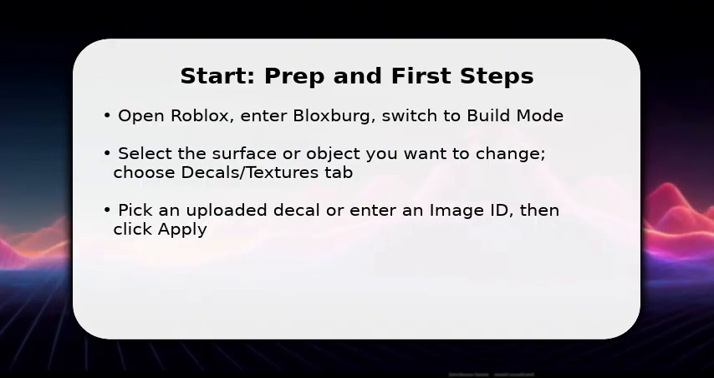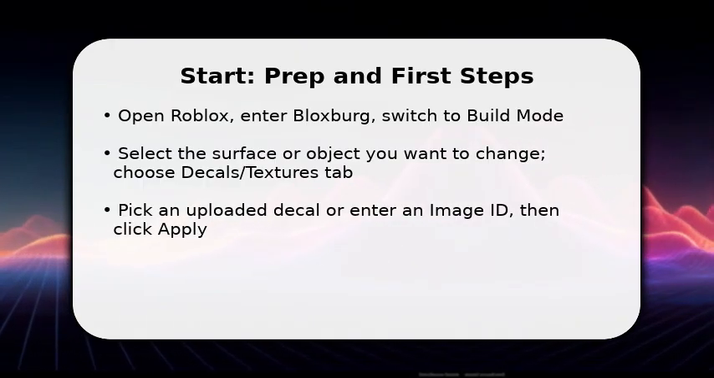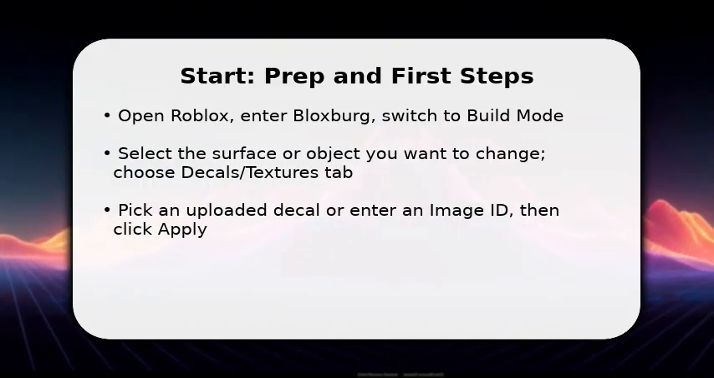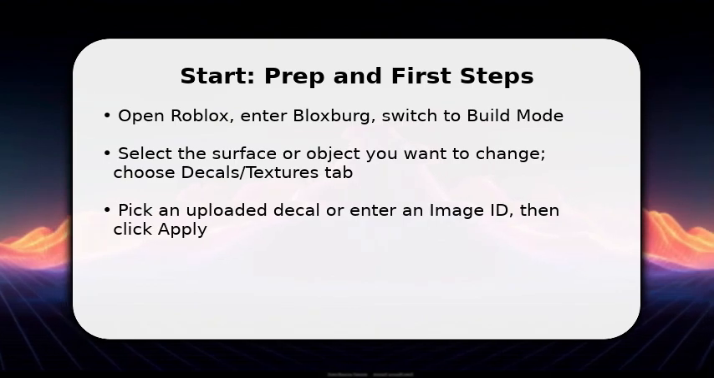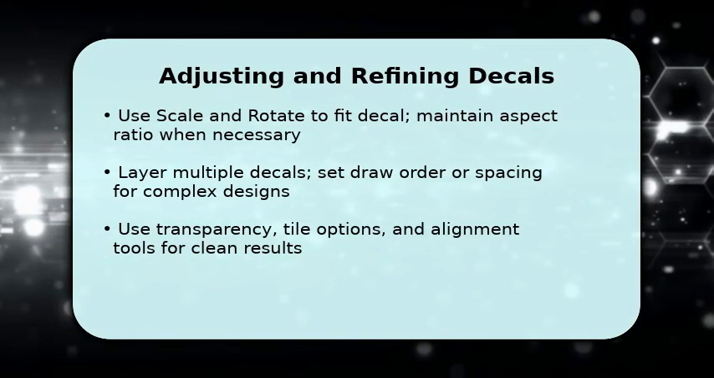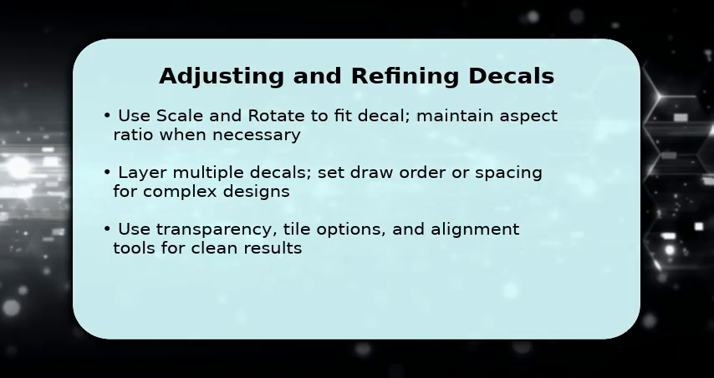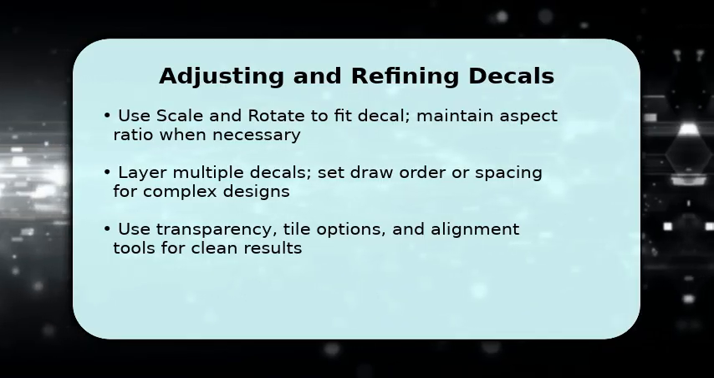place it. Once applied, make small placement tweaks with the gizmo so alignment and orientation are roughly correct before moving to fine adjustments. Now you refine the decal, scale it to fit the target area and rotate for correct orientation, keeping aspect ratio if the image must not stretch.